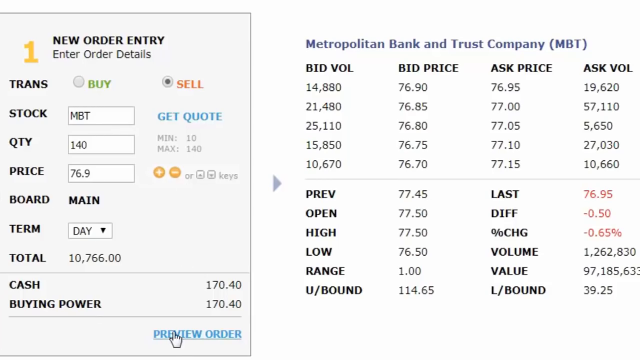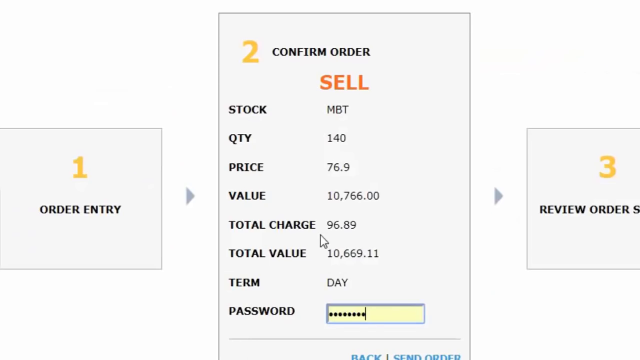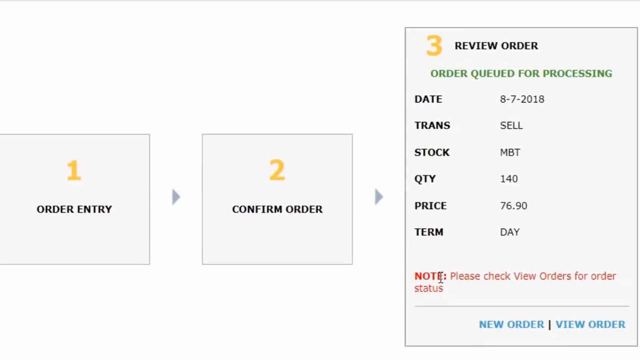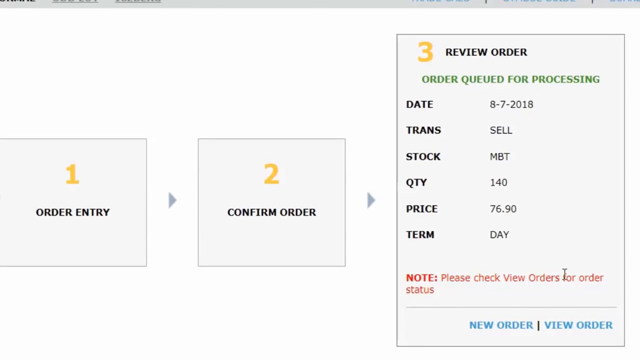And with that, I can click preview order. So there's an existing buyer of 76.9. So that's what I put here para mag-match siya kaagad. Click preview order. Then the same information, just put your password and send order. Order queued for processing.